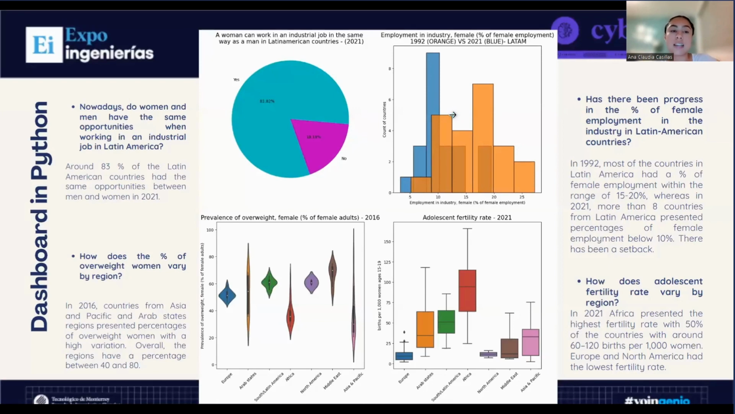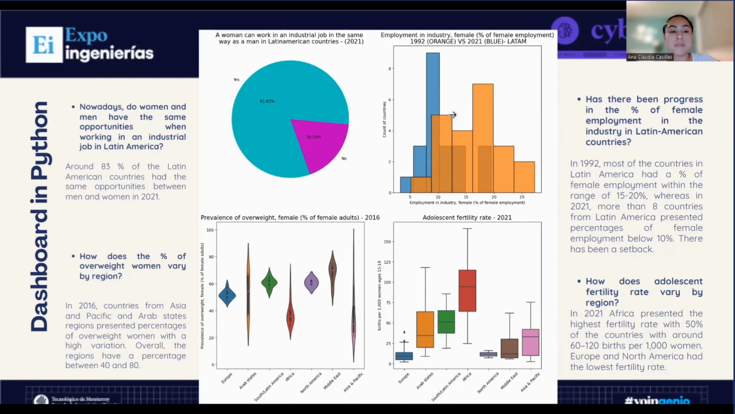We first wondered if nowadays women and men have the same opportunities when working in an industrial job in Latin America. And we found that 83% of the countries do have the same conditions. But we wondered if it has changed over time. So we made a histogram comparing 1992 and 2021. We saw that in 1992, most of the countries had a range between 15 and 20% of female employment in the industry. And in 2021, it has actually decreased, with most of the countries having a percentage below 10%. So there has been a setback.